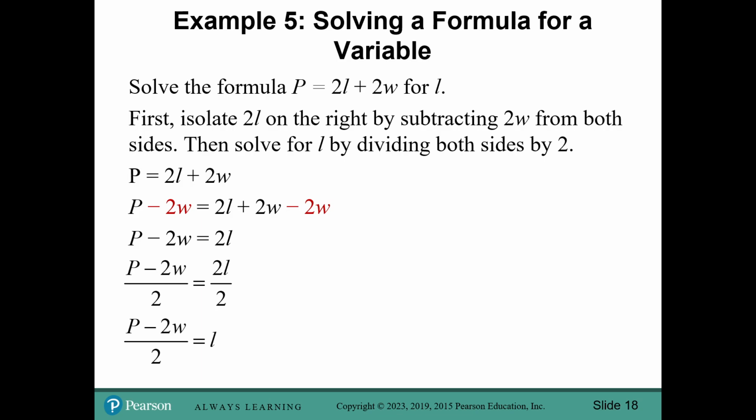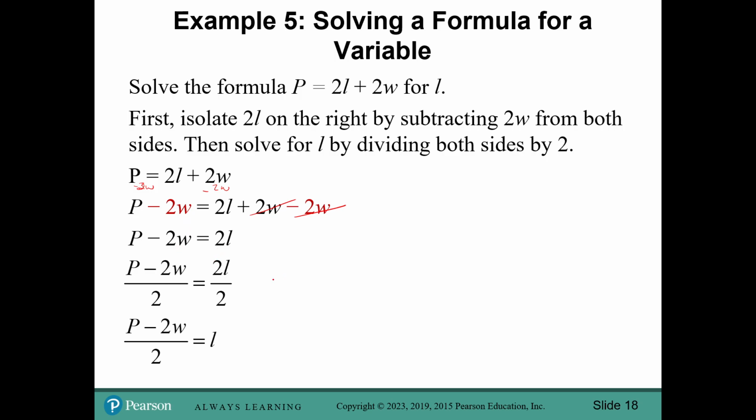So in order to get L by itself, I'm going to get rid of this 2W, and that way I can have at least the L over here by itself for the most part. So this looks like P minus 2W, and then these 2W's here cancel out because I just subtracted them off here. And I get P minus 2W equals 2L.